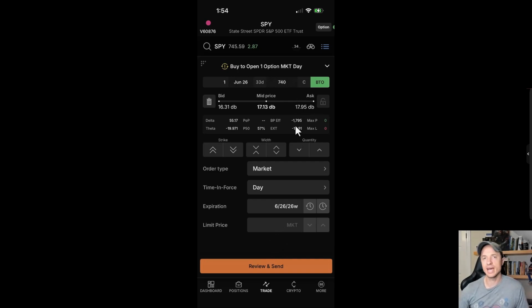Now it could be more than that, or it could be less than that if somebody's offering to sell it for less. But your order will fill right away. You won't have to wait for the price to match up. So if you just want your order to fill, selecting market could be a good option for you.